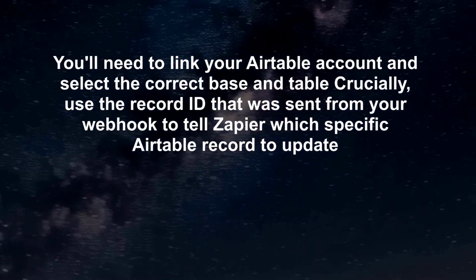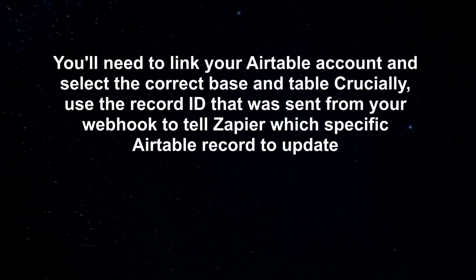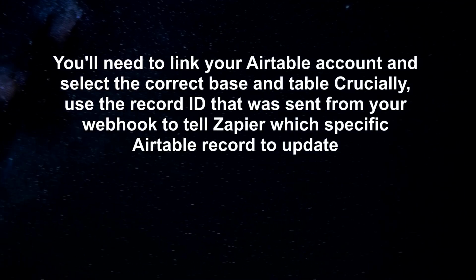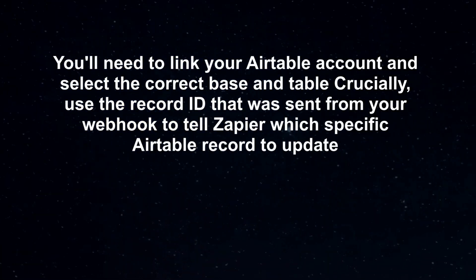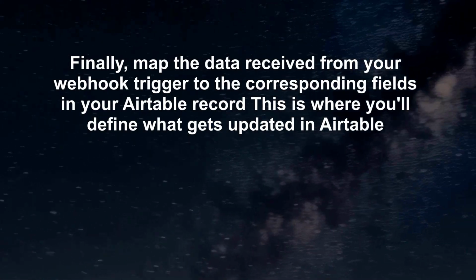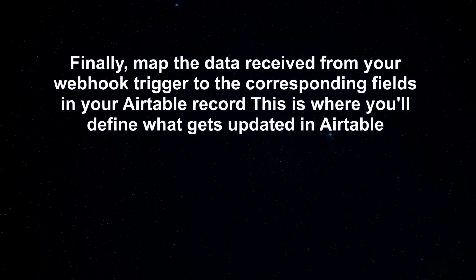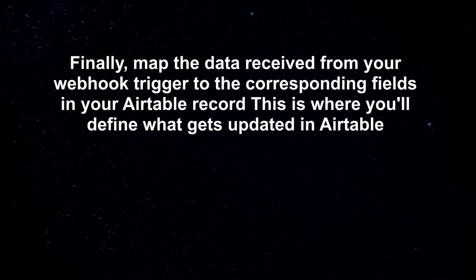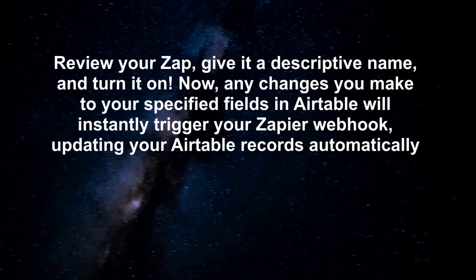You'll need to link your Airtable account and select the correct base and table. Crucially, use the record ID that was sent from your webhook to tell Zapier which specific Airtable record to update. Finally, map the data received from your webhook trigger to the corresponding fields in your Airtable record. This is where you'll define what gets updated in Airtable. Review your Zap, give it a descriptive name, and turn it on.